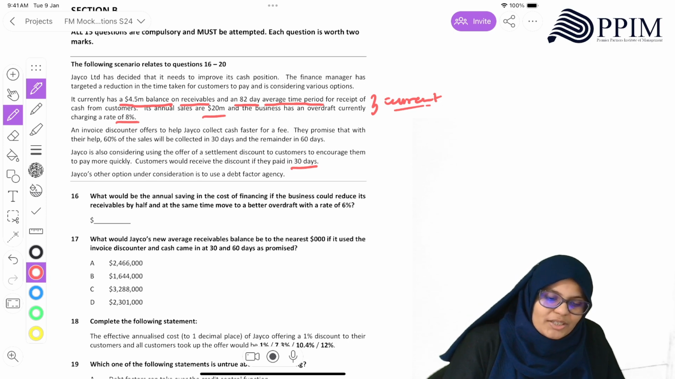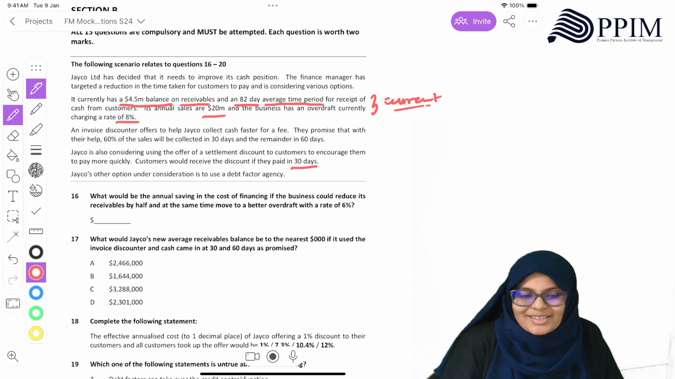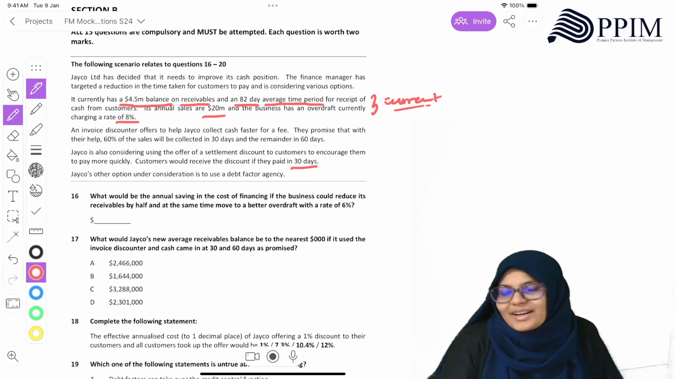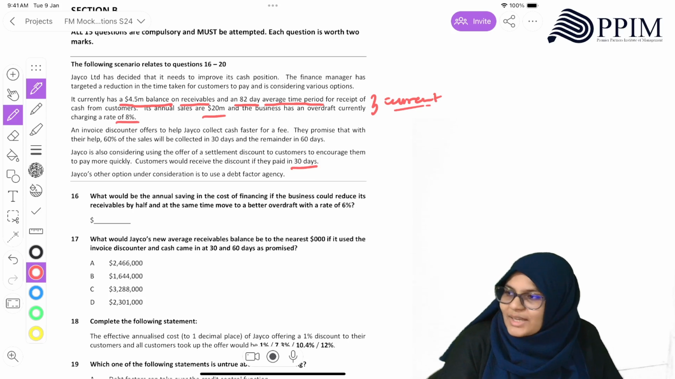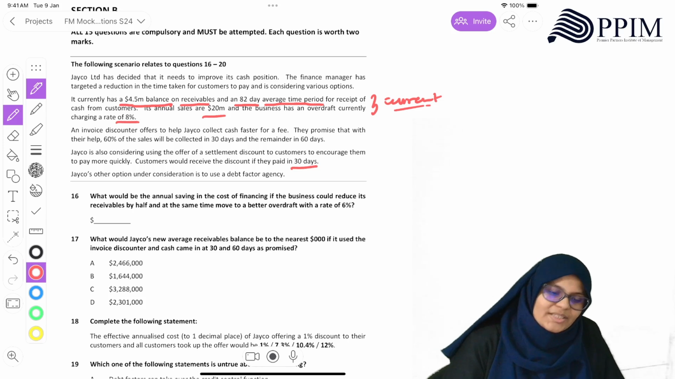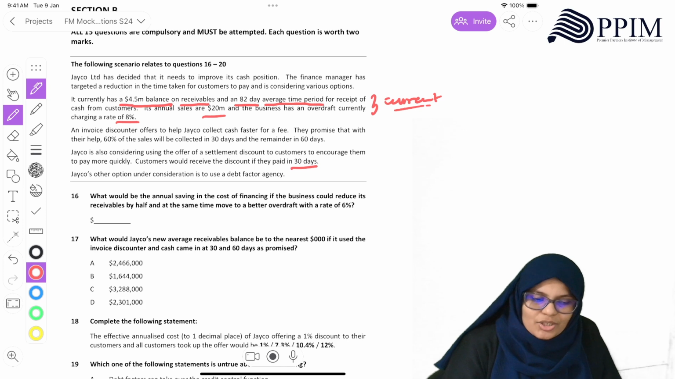JCO's other option under consideration is to use a debt factor agency. So three options: one, go for an invoice discounter; two, go for an early settlement discount; three, go for a debt factor. They have to decide which one works well for that particular scenario. Okay. So question 16 is asking what would be the annual saving in the cost of financing.